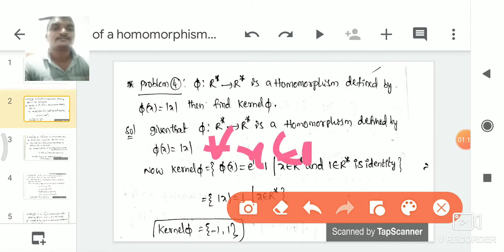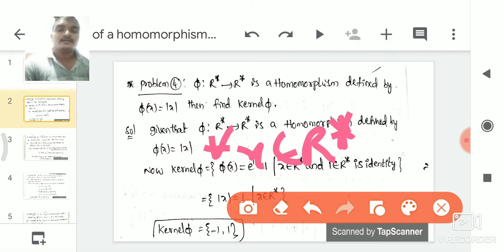Here R star is nothing but the non-zero real number set. We know that the non-zero real number set is a group under multiplication. With respect to the multiplication, the identity element, that is E dash, is equal to 1 here.